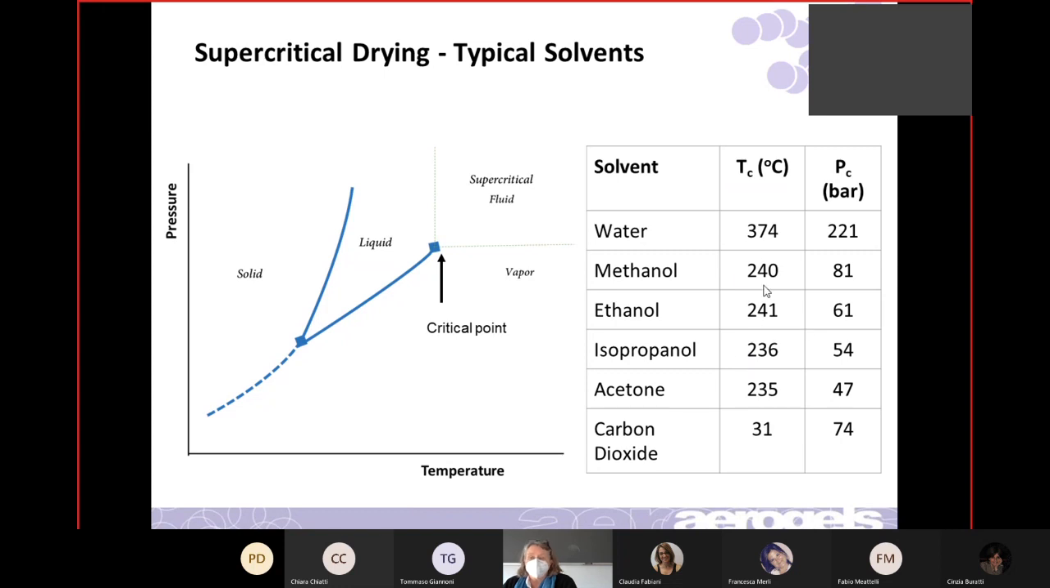And then as you go down all the way here, you can see carbon dioxide. The supercritical temperature is only 31 degrees C, much lower, so you don't have to heat it as high. But it's still got a pretty high pressure, so it needs to be able to withstand the pressure, but it's lower temperature.